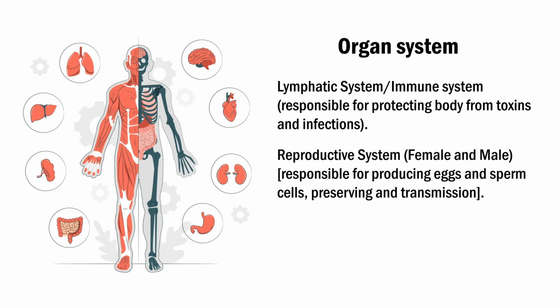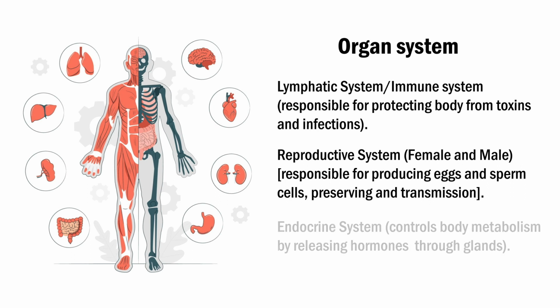The reproductive system is different for male and female. This system is responsible for producing eggs and sperm cells and their preservation and transmission. The last one in organ systems is the endocrine system, which controls body metabolism by releasing hormones through various glands.